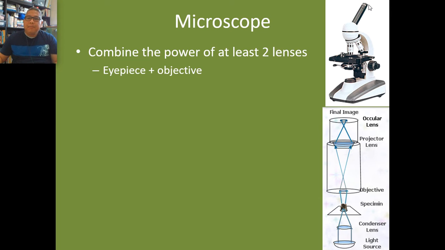The eyepiece here multiplies the size of an object by 10, and if you have another lens that multiplies the size of an object by 10, then you have 10 times 10, so you have magnified the image by 100 times. So you see here you have an eyepiece and an objective.